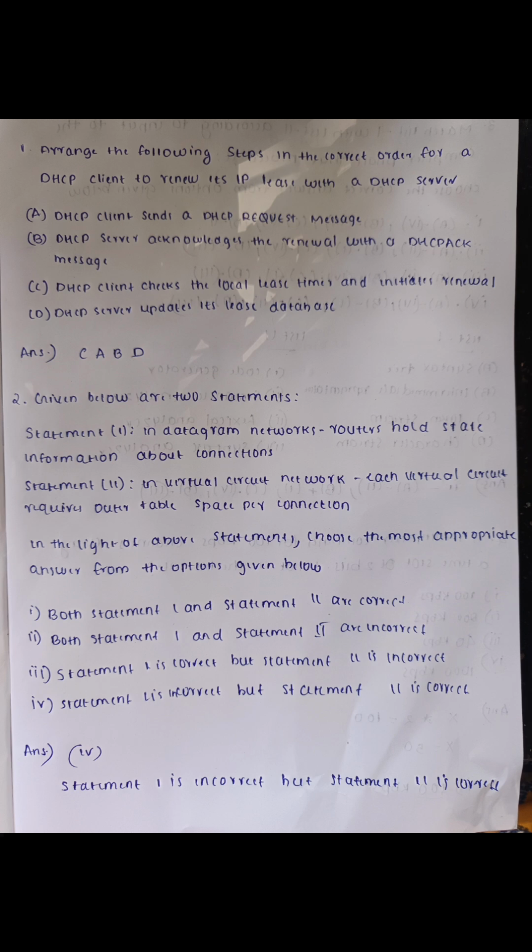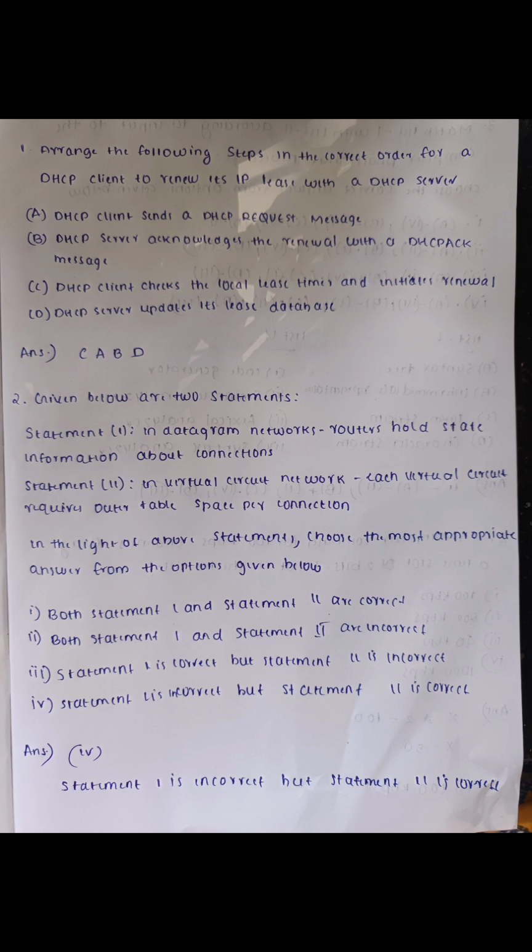So the correct order is C, A, B, D. That means the DHCP client checks the local lease timer and initiates renewal. Then the DHCP client sends a DHCP request message. Then the DHCP server acknowledges the renewal with a DHCP ACK message. And finally, the DHCP server updates its lease database. Moving to the next question.